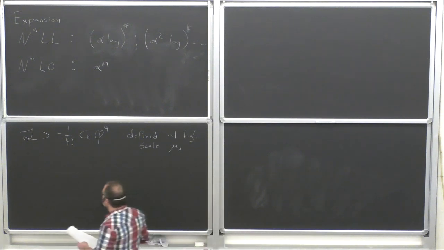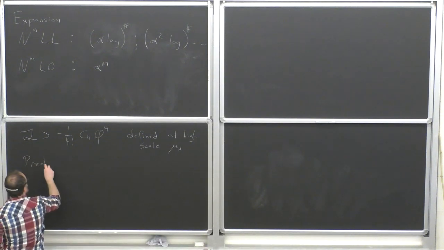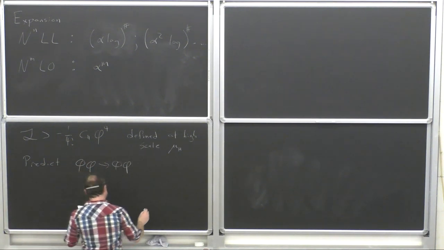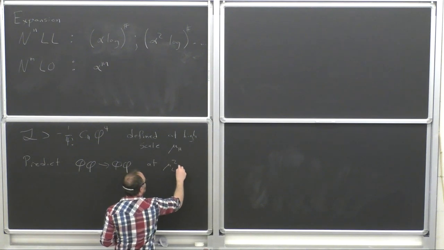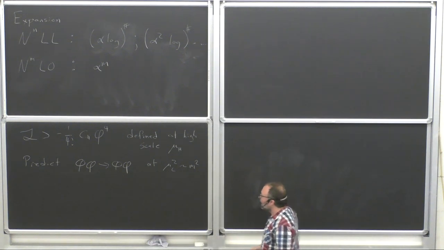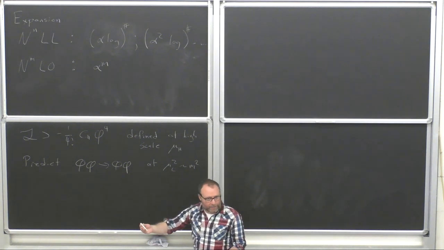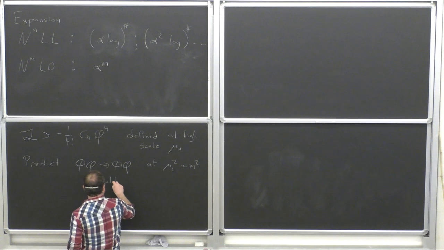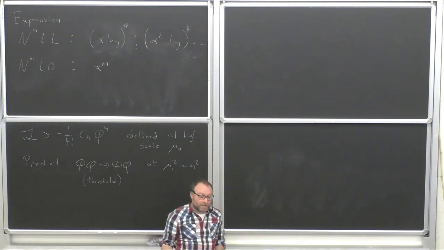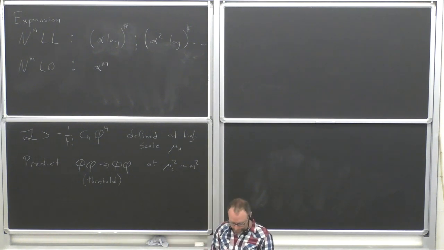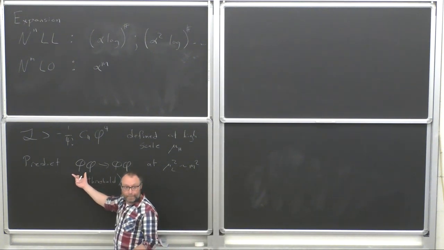And what we want is a prediction for phi phi scattering at a low scale, mu l squared of order m squared, okay? And we're going to do everything scattering at threshold, okay? So again, just to keep the equations as simple as possible, we're not going to keep the full momentum dependence, okay? So I'll always just evaluate everything at the threshold, so E is equal to 2m, okay?